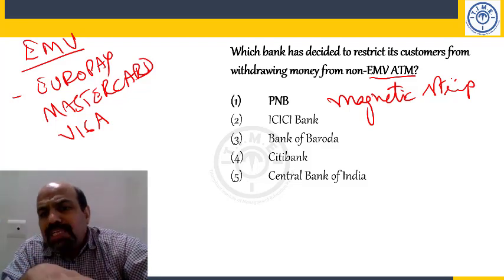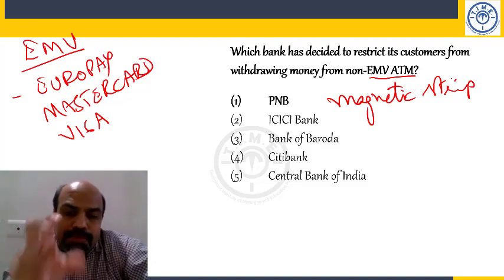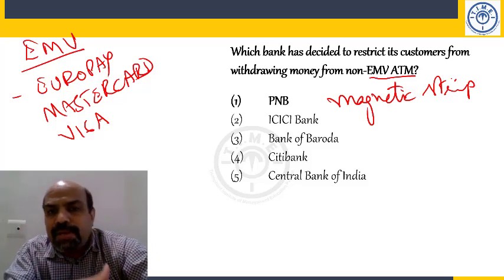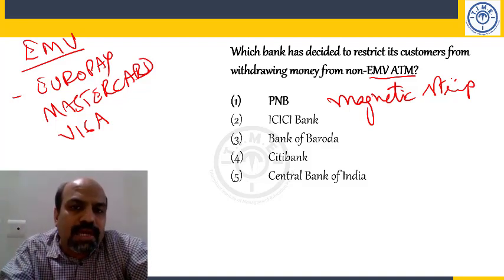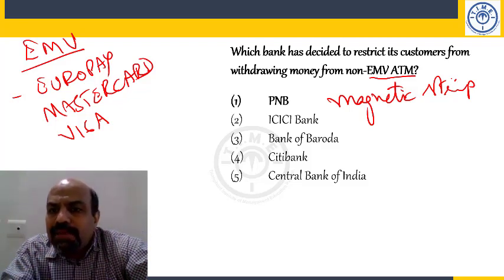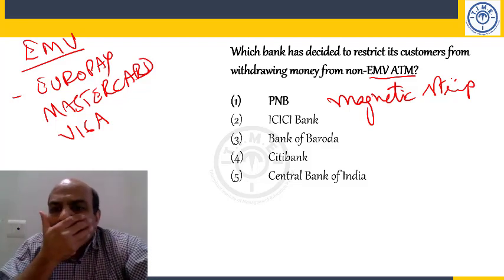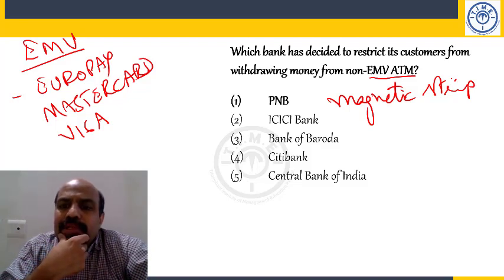So Punjab National Bank now says if one of our customers does not have a chip card, they should get a chip card from one of our branches and use it. Otherwise, they can no longer use their ATM cards, debit cards. That's the idea. You write now non-EMV ATM. So now chip cards are necessary. That's what they are saying. Smart chips are necessary.